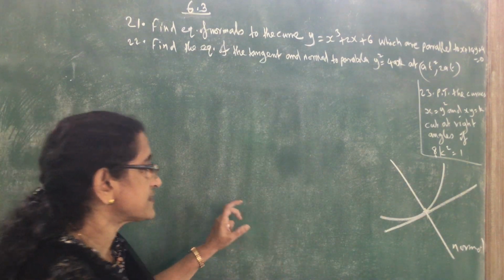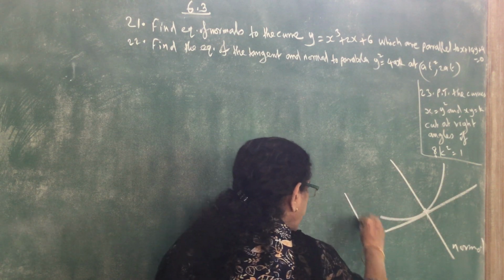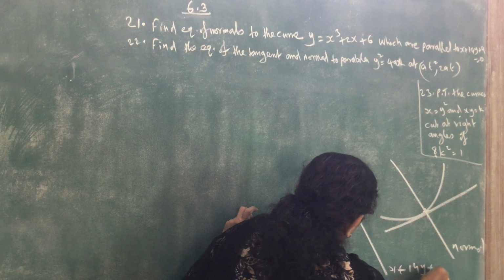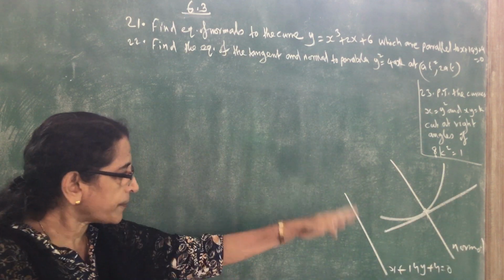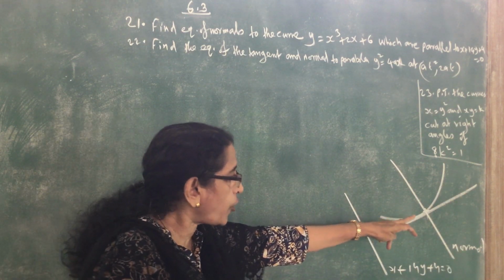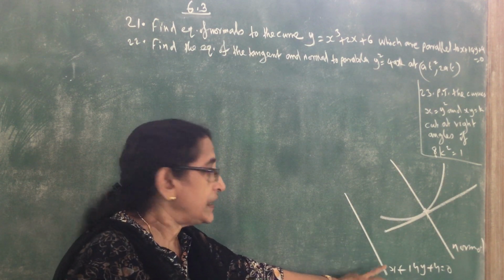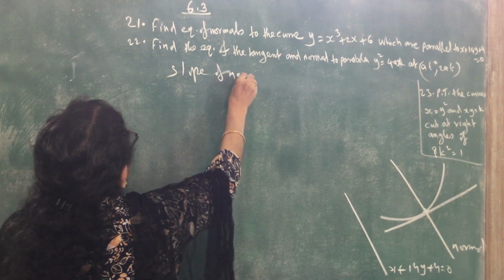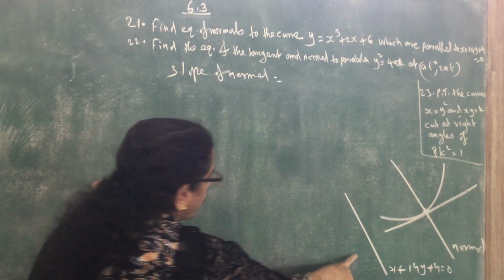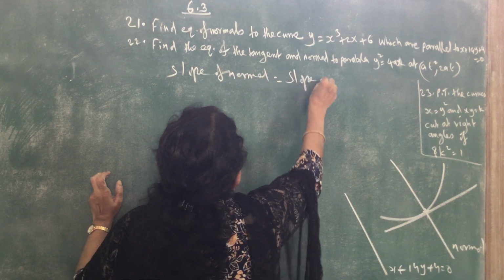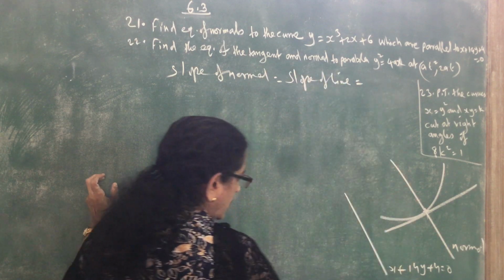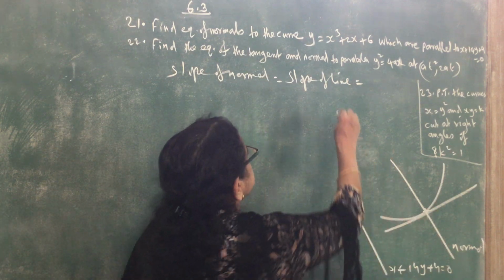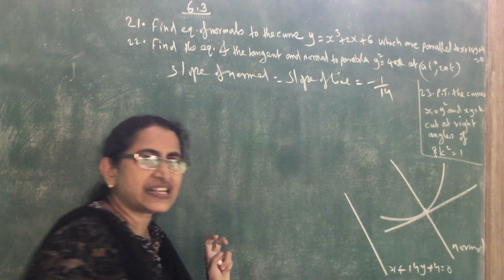Given that, find the equation of normals which are parallel to the line. This normal is parallel to the line x plus 14y plus 4 equal to 0. So the slope of the normal will be equal to the slope of the line. Slope of line is equal to minus a by b, minus coefficient of x by coefficient of y, that is minus 1 by 14. This is the slope of the normal.